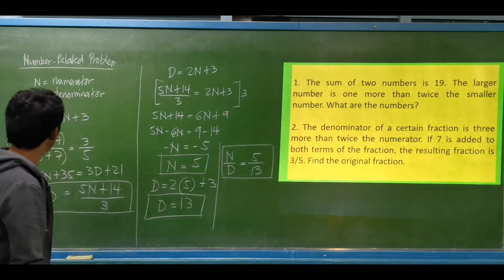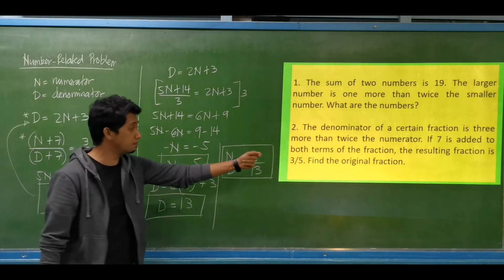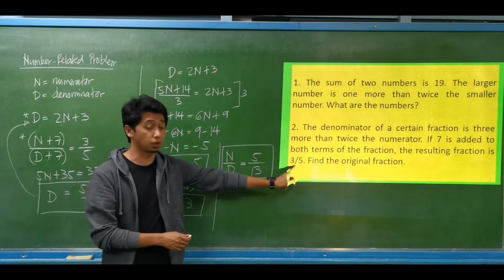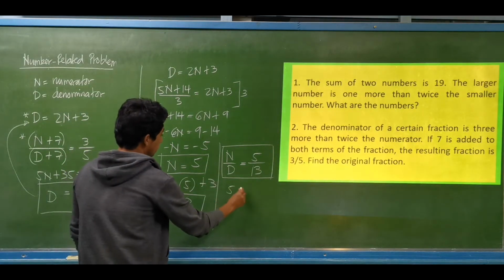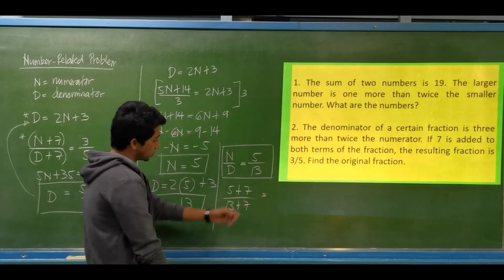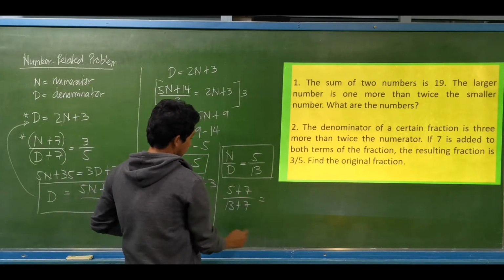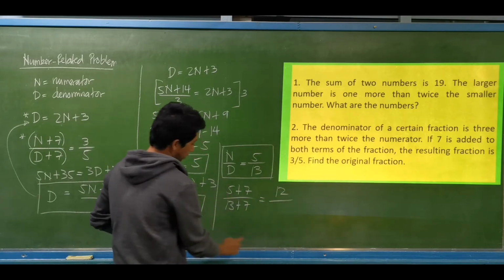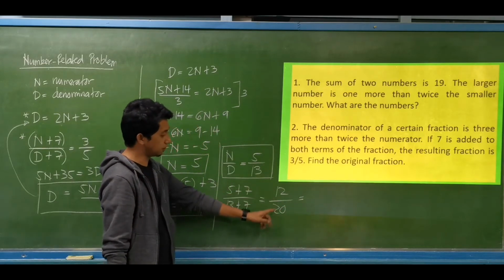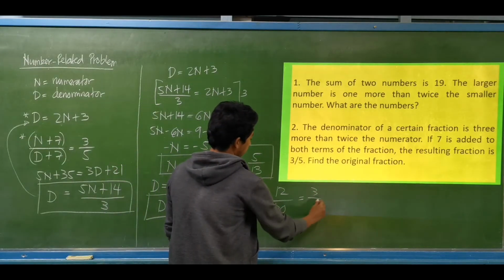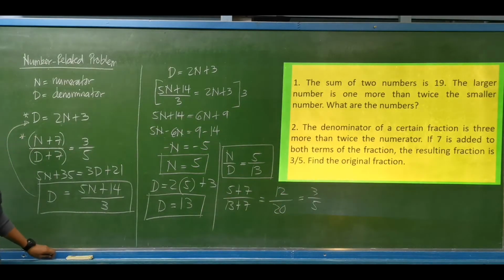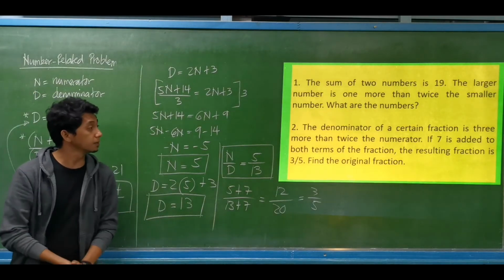If you are to check, you may use any of the statements of the problem. For example, the statement that we are to add 7 to both terms and the resulting fraction is 3 over 5. Let us check. We have 5 plus 7 divided by 13 plus 7. 5 plus 7 is 12. This is divided by 13 plus 7 is 20. So both are divisible by 4. So this is the same as 3 divided by 5, which is true. Which is correct. It will result to a fraction 3 over 5.